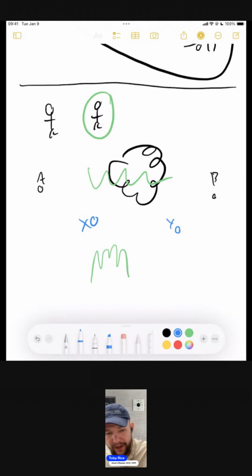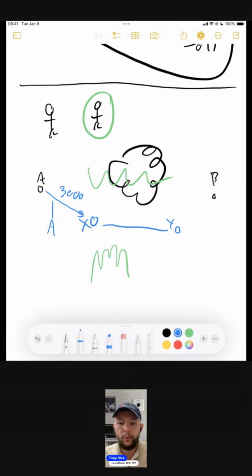"Now, when you fly from A to X, you need to be at least 3,000 feet, because if you're lower than that, you're going to hit this water tower or something like that. I don't know. You're going to hit a tower, so avoid that. And then from X to Y, you're going to fly a course of 100 degrees, and you climb up to 6,000."